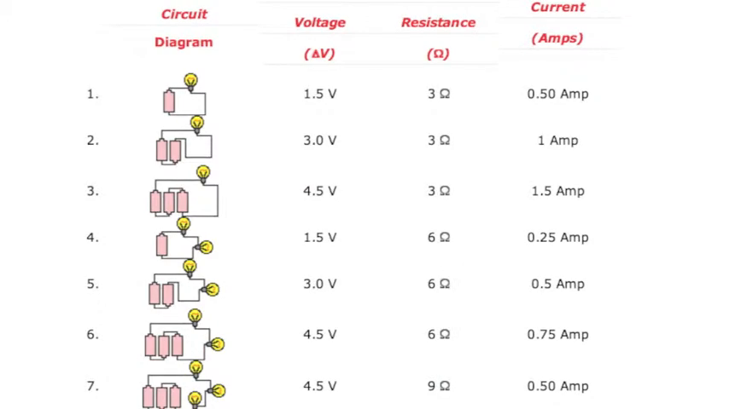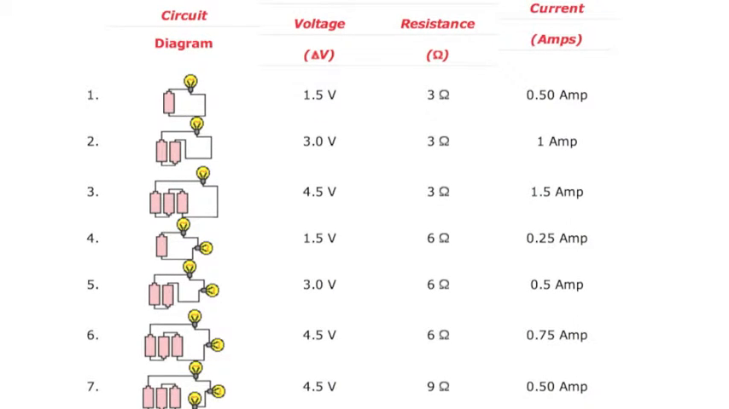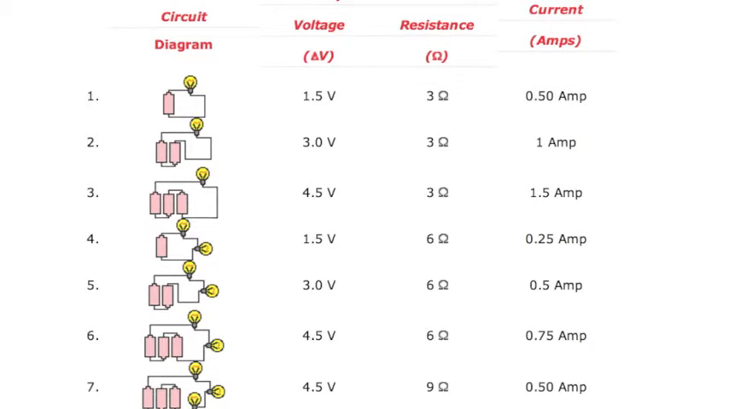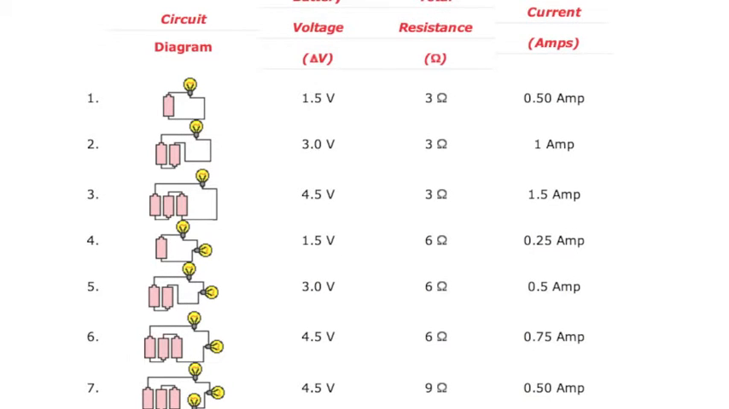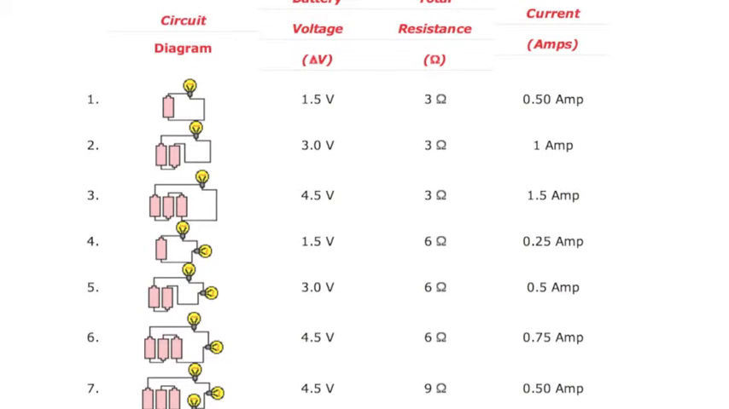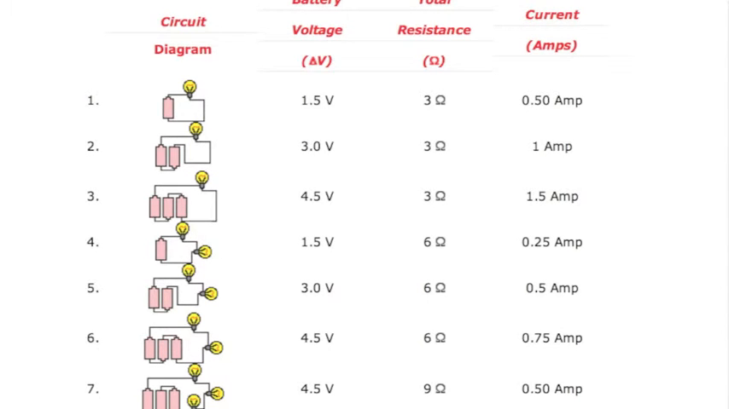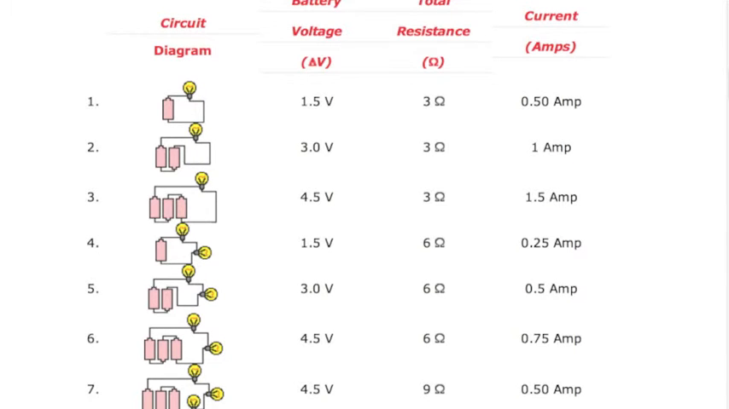In the first diagram of the photograph, we have one battery and one bulb, which leads us to 0.5 amps. In the second circuit, we add another battery, so we keep the resistance the same but increase the voltage, which leads us to more current. In the third diagram, more voltage and the same resistance lead us to even more current. In the fourth diagram, we only have one battery and 3 bulbs, which leads to a lot of resistance but less voltage, which leads us to very little current.